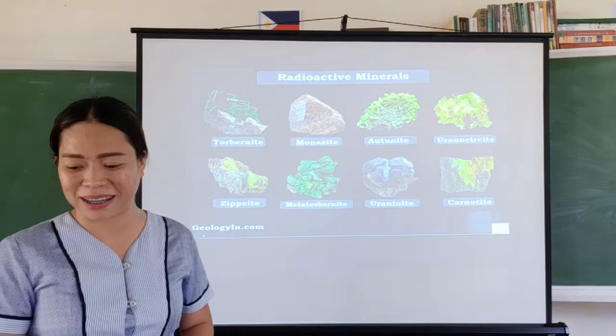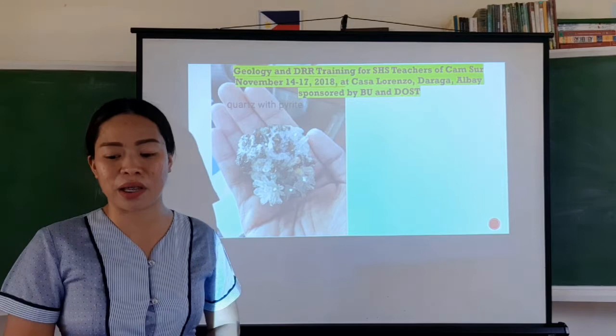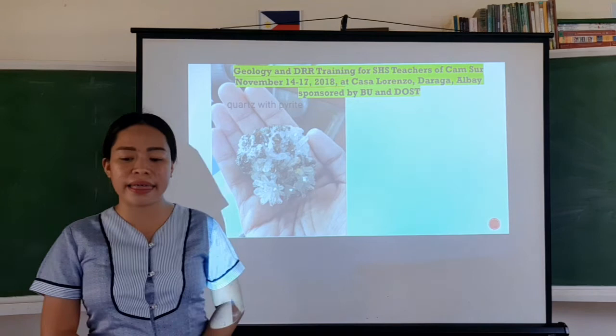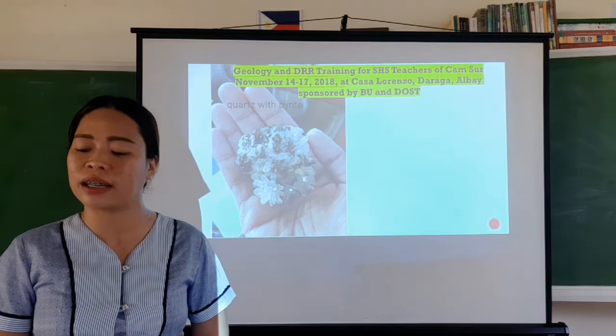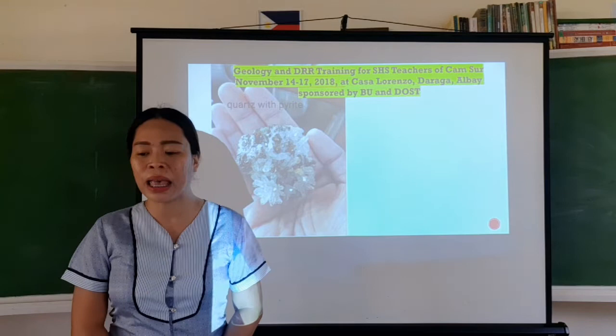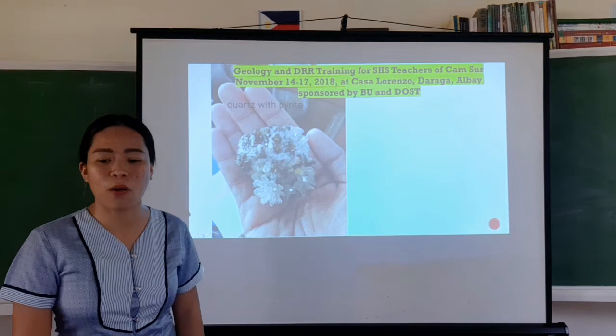And also, I want to share with you some of the real pictures based on my first-hand experience from the training I attended entitled Geology and DRR Training for Senior High School Teachers of Camarines Sur, held last November 14 to 17, 2018 at Casa Lorenzo, Daraga, Albay, sponsored by Bicol University and Department of Science and Technology. That is my hand holding quartz with pyrite.